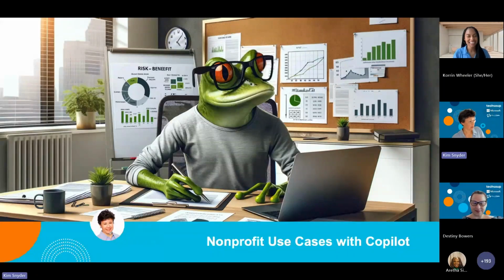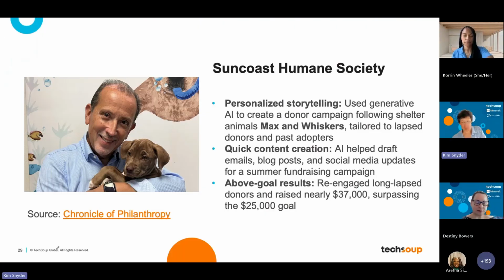So anyway, let's talk about how nonprofits are using Copilot, right? And here are some use cases just to kind of get you thinking. And remember, we're going to do actual work for you here today, so there's room to ask us for stuff.